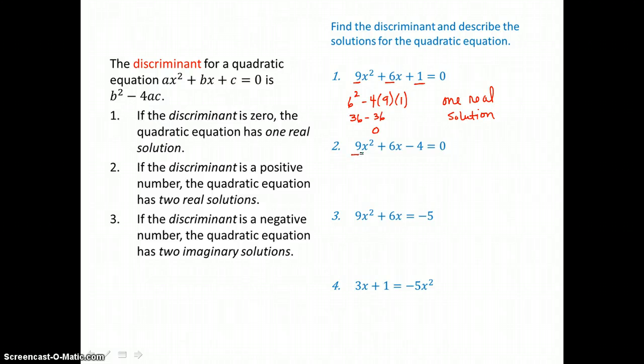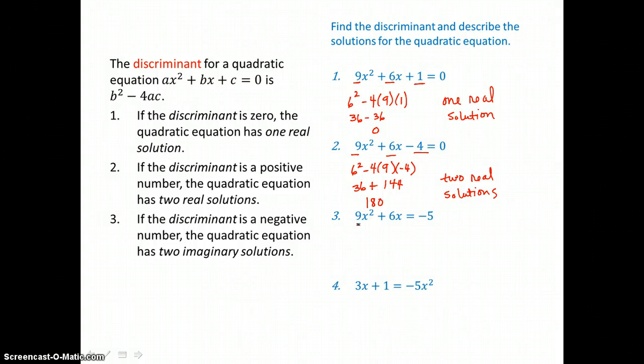Okay, in the next one, our a value is 9, b value 6, and c value negative 4. So b squared minus 4 times a times c would look like this. And simplifying, we get 36. This is a positive product. And 16 times 9, using my calculator, is 144. So adding, I see that I'm going to get a positive value of 180 as a discriminant, which tells me there's two real solutions to this quadratic equation.